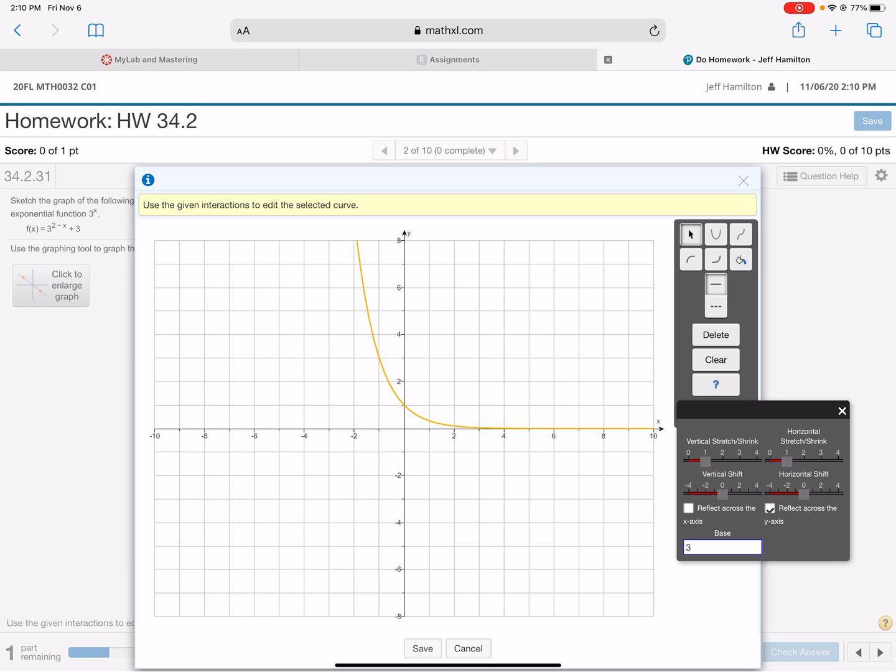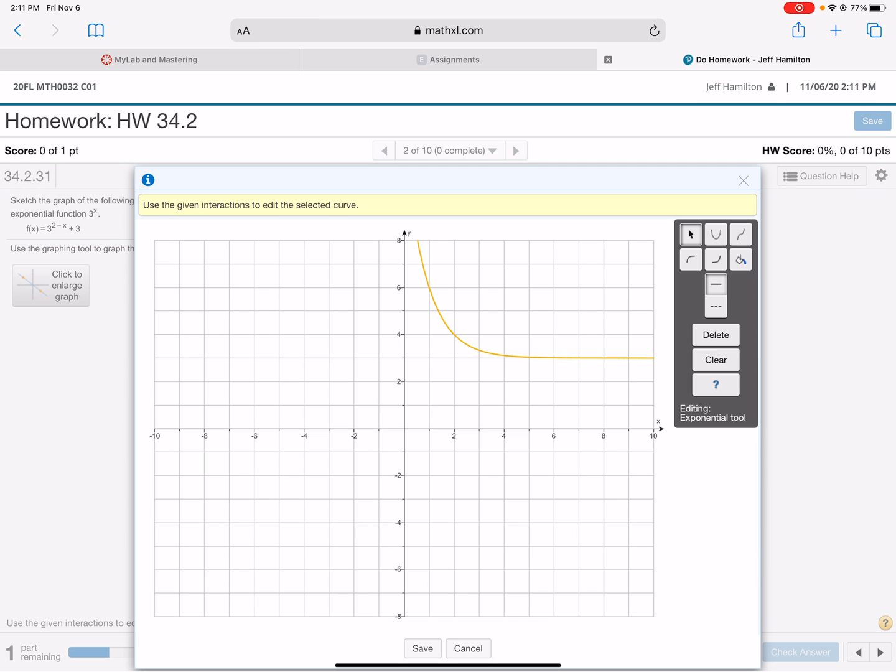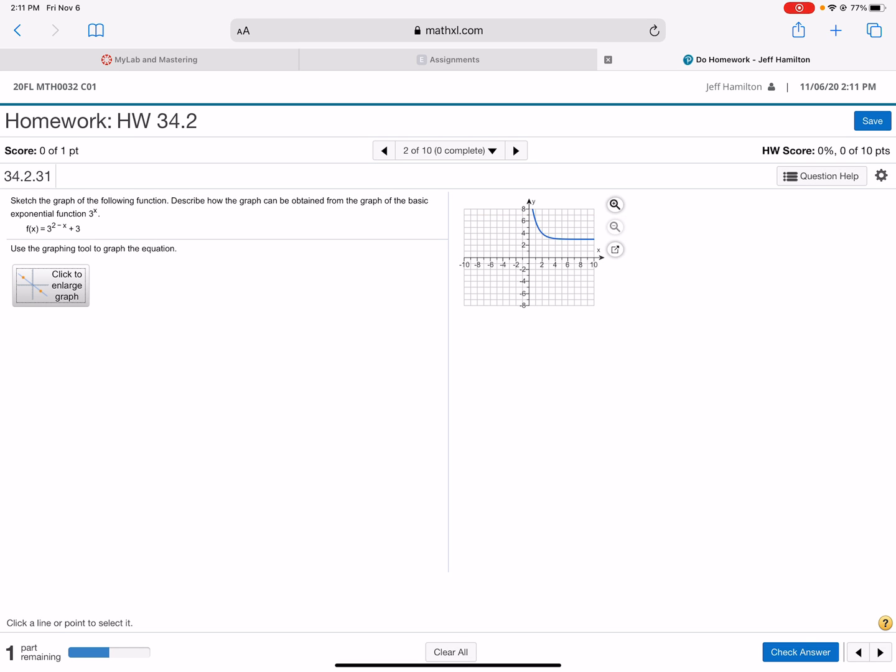So I need to reflect across the y-axis. Done. And then, what else did I say? I need to go up 3. So vertical shift up 3. Good. And then the other thing we said was we moved it right 2. This is one I think they're wrong, but we'll see. Right 2. Horizontal shift, I want to go right 2. Okay, I think that's good. So then I'm going to hit save. It saved my graph. Notice the y-intercept could be 12, plus 12 up there, so I think I'm right.